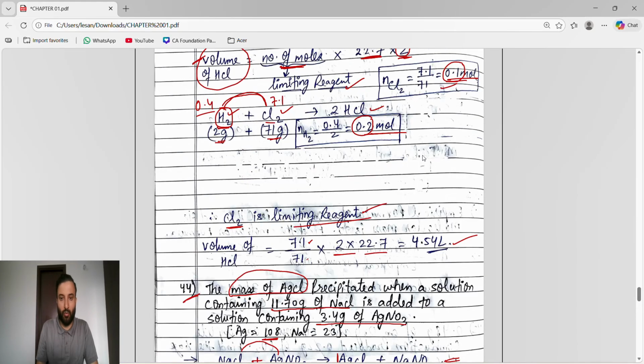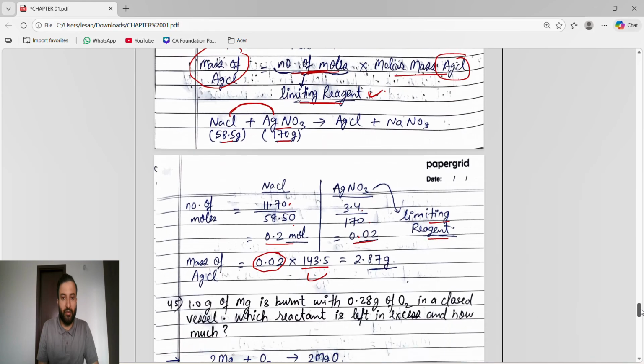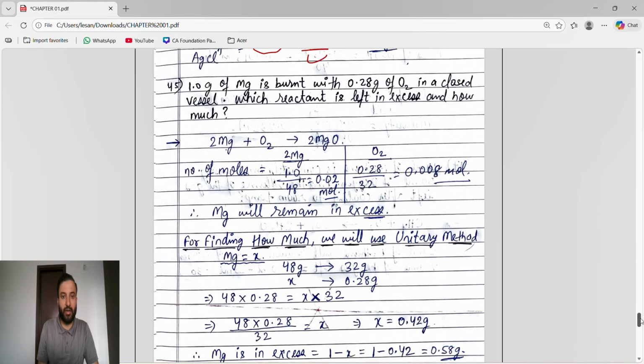Here, guys, we have taken the molar volume as 22.7, but how many HCl are there? Because we have to take the molar volume of 2 HCl, that's why we multiplied by 2. Understand this method? So just stop it, pause it, and understand each and every process, and then move on.